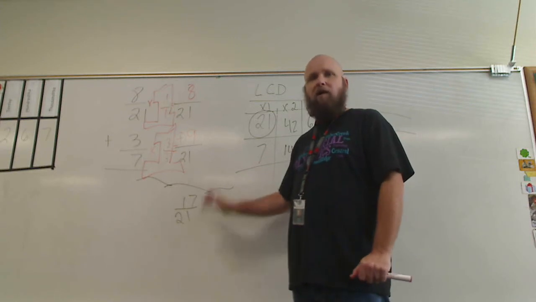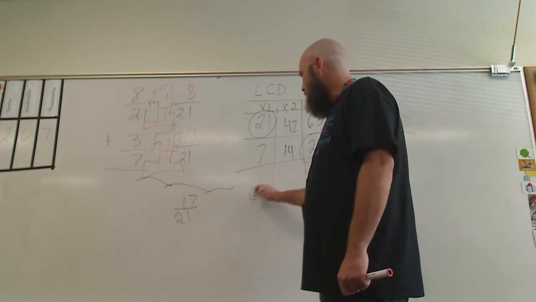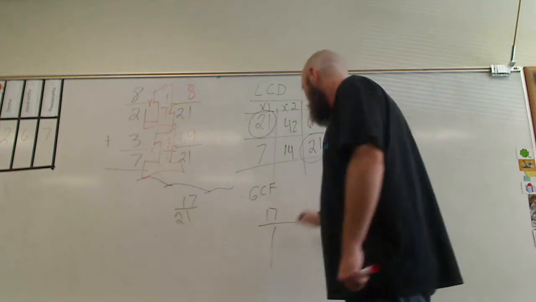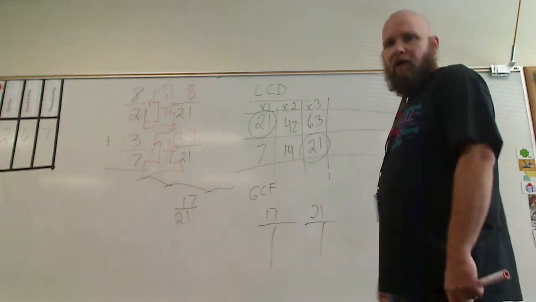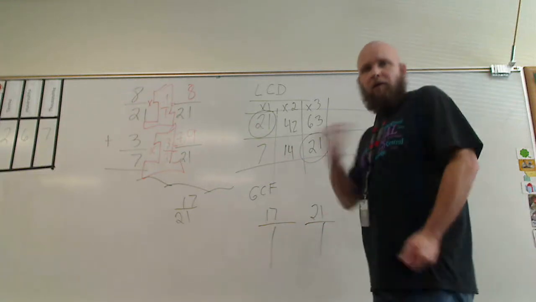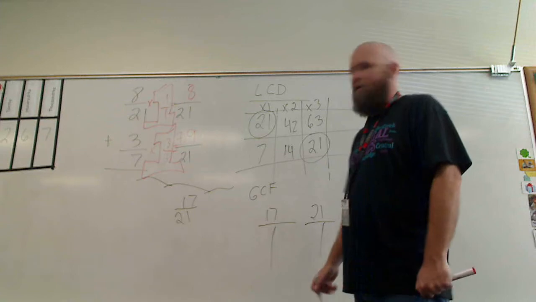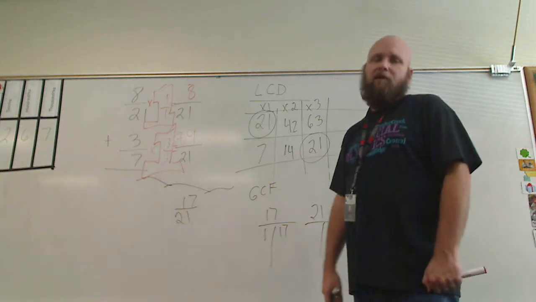So this is fine. However, I need to see if I can simplify it. I want to find the greatest common factor of 17 and 21, and I find all the factors of both of these. Now I know 17 is prime because I looked in my journal. Since it's prime, it only has two factors, 1 and 17.